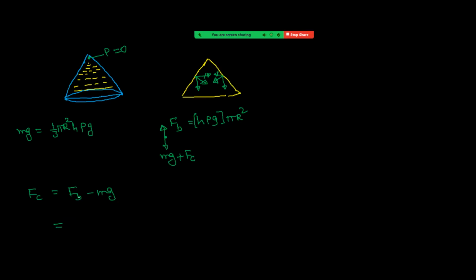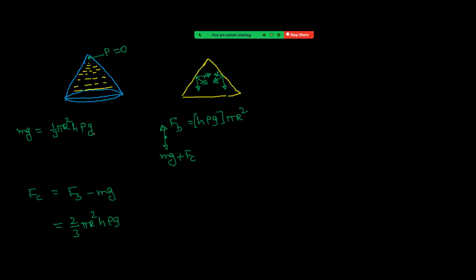See how much we get. This is h rho g into pi r square, and this is h rho g into pi r square by 3. So the remaining is how much? 1 minus 1 by 3, it is 2 by 3. So 2 by 3 pi r square into h rho g. This is now the force by curved surface of the cone.